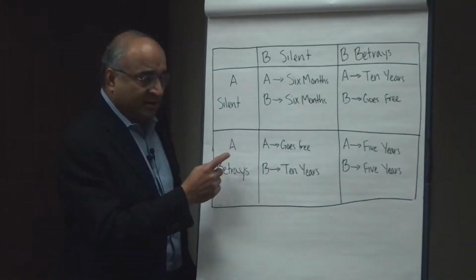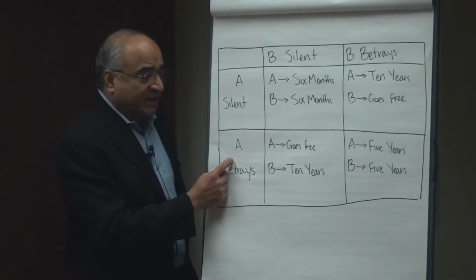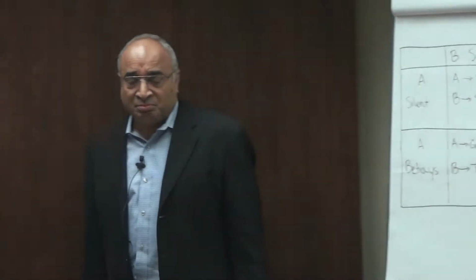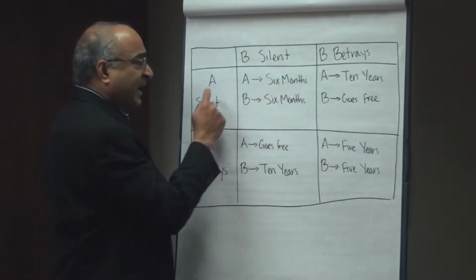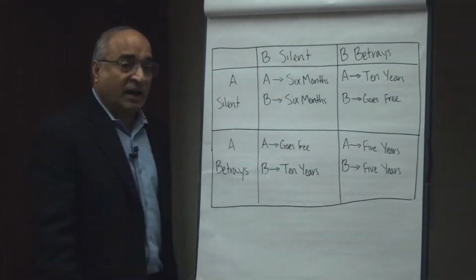However, if one betrays and the other is silent, if B is silent and A betrays, then B will get 10 years based on A's evidence. Similarly, if B betrays and A is silent, A will get 10 years based on B's evidence. And if both of them betray, they will both get 5 years. Now, what should they do?